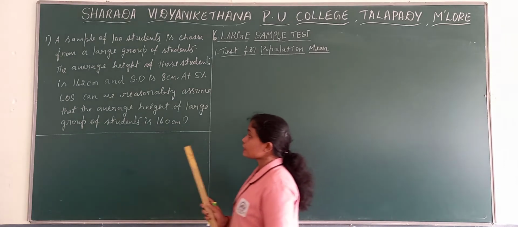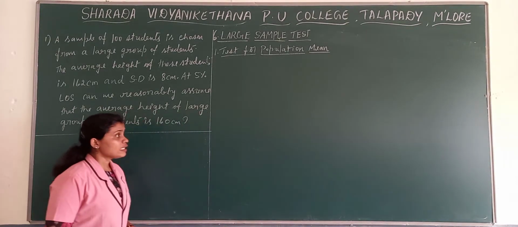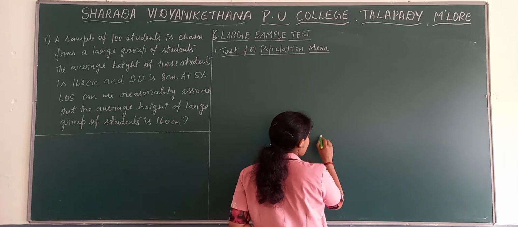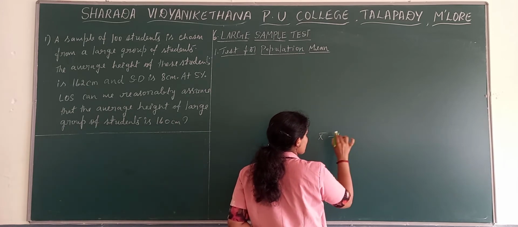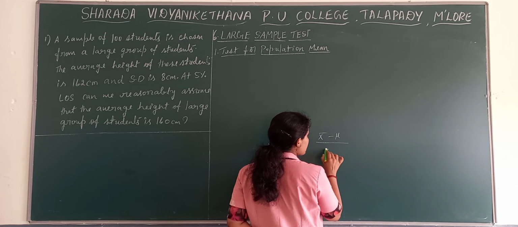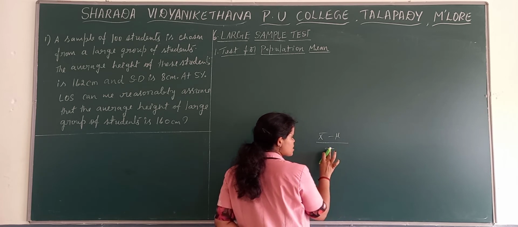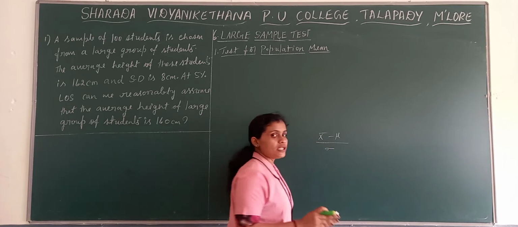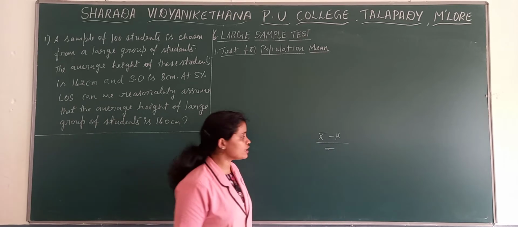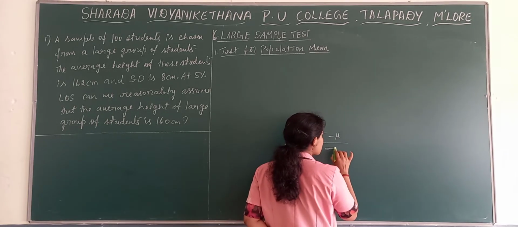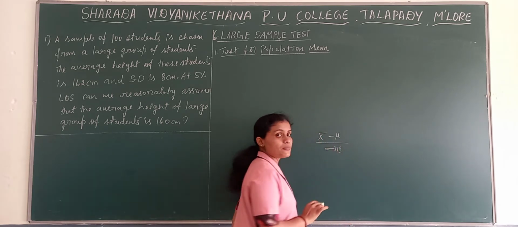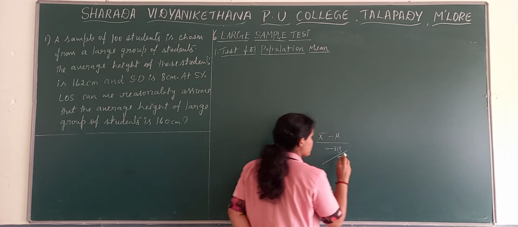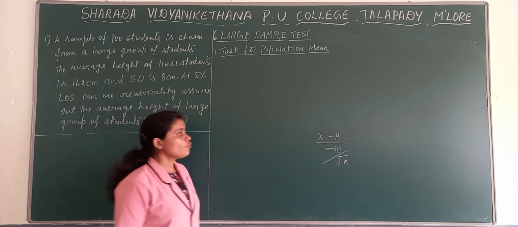Now, the formula goes like x bar minus mu divided by the standard deviation. This is the population standard deviation. If the population standard deviation is not given in the problem, it can be replaced with S, the sample standard deviation, and divided by root n. So this is the formula.